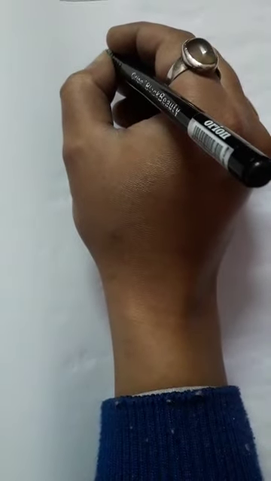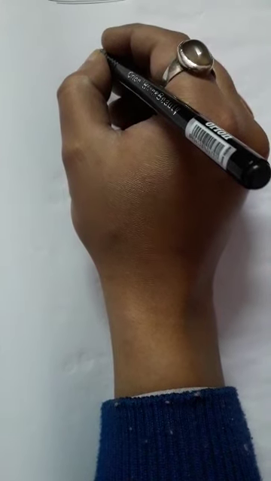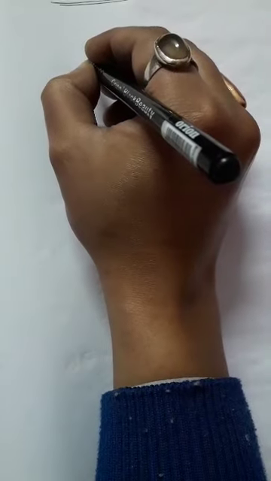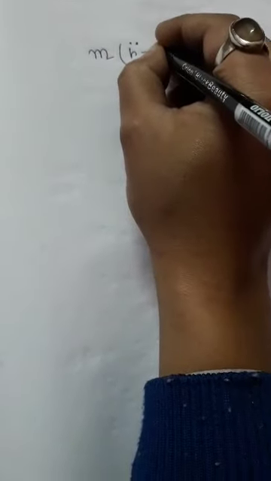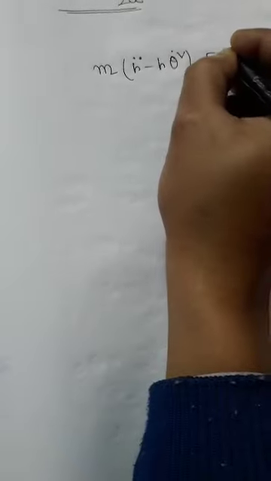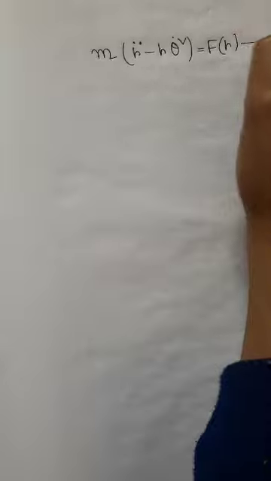We know that while deriving the equation of motion of a particle in a central force field, we find the radial equation as this: m into r double dot minus r theta dot square is equal to f of r. So give it a name, that is equation 1.